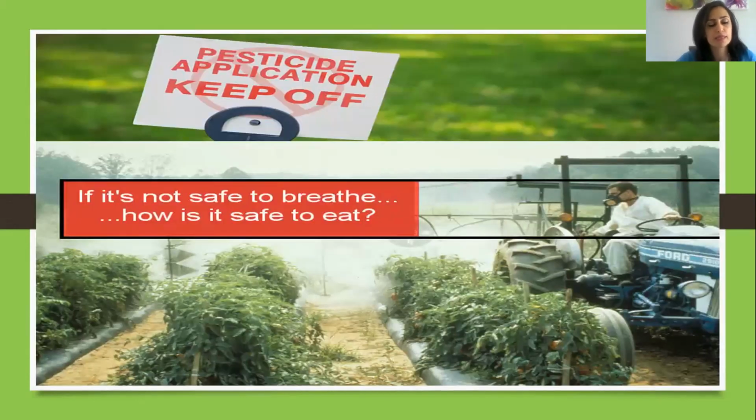Another one is pesticides, which are linked to birth defects and certain cancers as well. With regards to pesticides, usually when they are applying them to the plants, they don't want you to be there. So if it's not safe to breathe in, how is it safe to eat? So try and stick to organic foods, which should be officially pesticide free, which is a safer option.